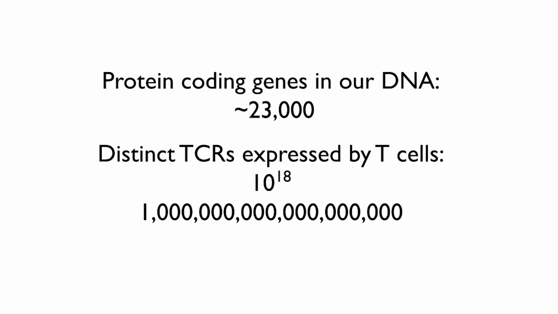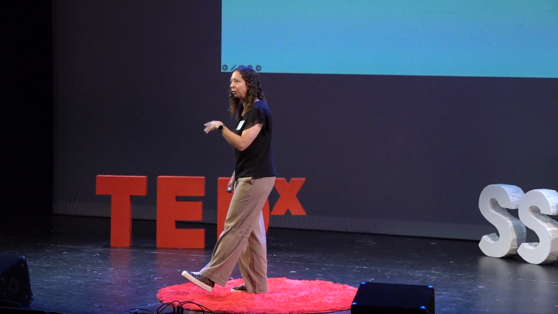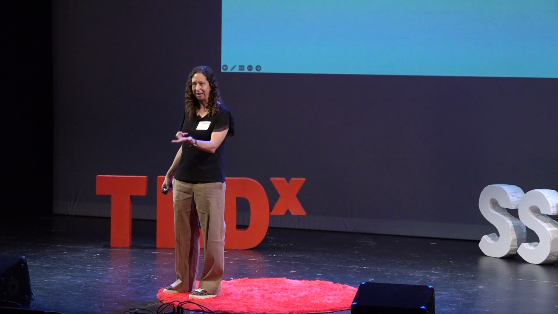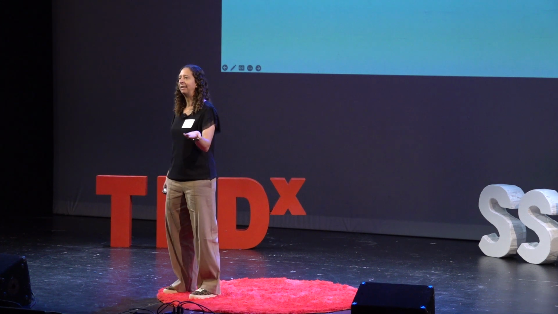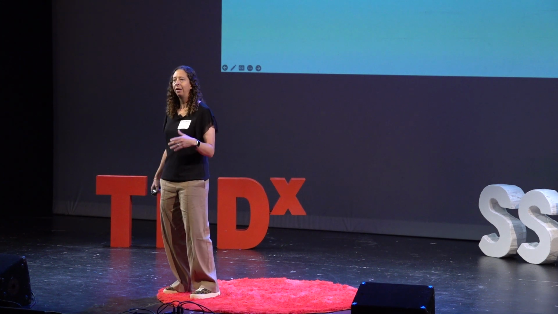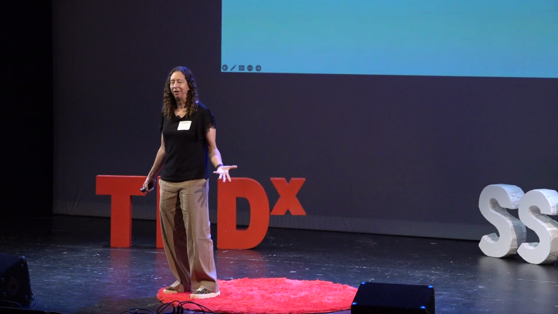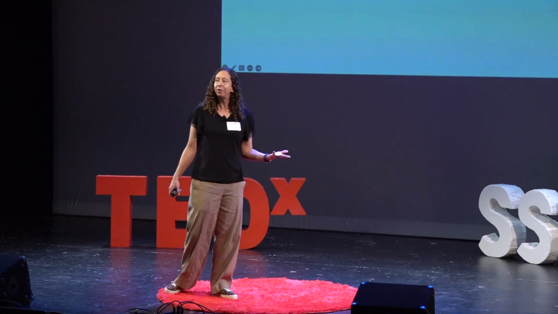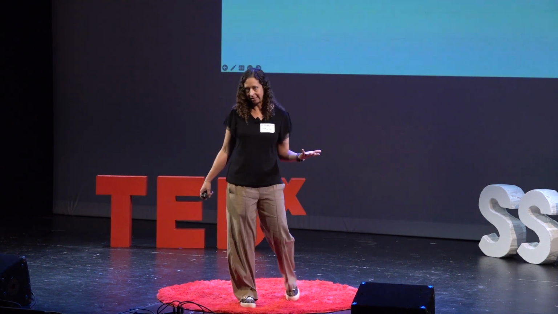And this raises a conundrum. If we only have 23,000 genes, how on earth do we encode in our DNA 10 to the 18th different T cell receptors? So when you take biology, you learn that your DNA encodes a gene. That gene gets transcribed into a message that's made of RNA, and that RNA gets translated into protein, the machinery, the building blocks of our cells. But that's not the way it works for T cells and the T cell receptor.